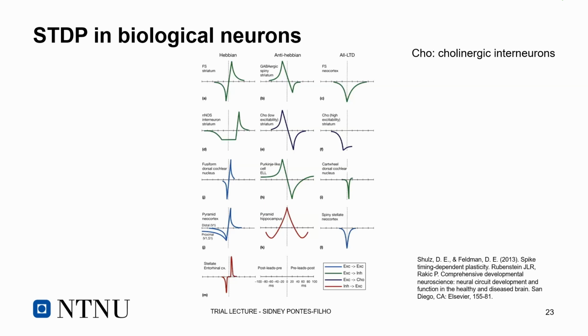And you can see neurons that fire together, where the spike time difference equals 0, there is not much difference. It always reduces. So neurons that fire together do not wire together. This is for types of neurons like the FS neocortex, the striatum with high excitability, the cartwheel dorsal cochlear nucleus, and the spiny stellate neocortex. So yes, we have STDP in biological neurons, and it was verified.